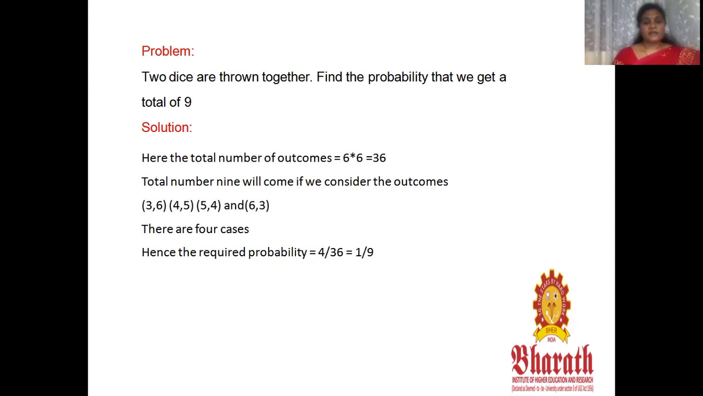That is, if you add these combinations, we will get a total of 9. For example, 3 plus 6 is 9, 4 plus 5 is 9, 5 plus 4 is 9, 6 plus 3 is also 9. These are the 4 cases. Hence, the required probability is equal to 4 by 36, which is 1 by 9.